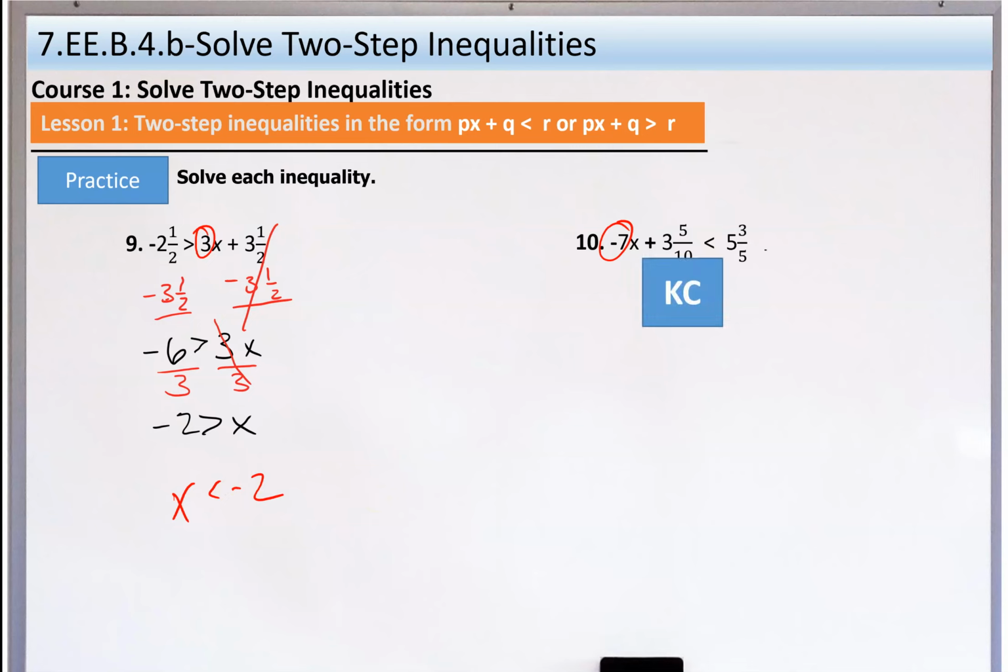Number 10. Okay, hope you got the right answer. Didn't forget to switch your inequality sign. And the last problem, oh, I'm sorry, I rewrote this as decimals and felt it was easier to subtract decimals than to subtract fractions.